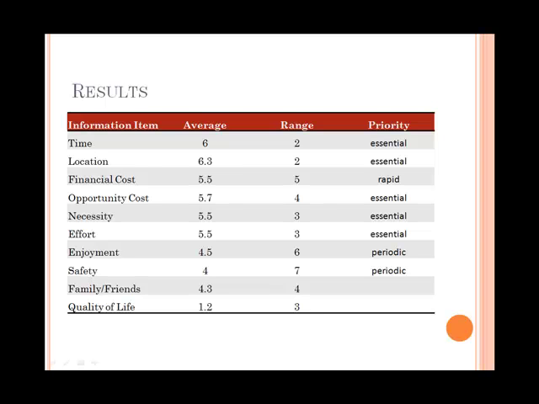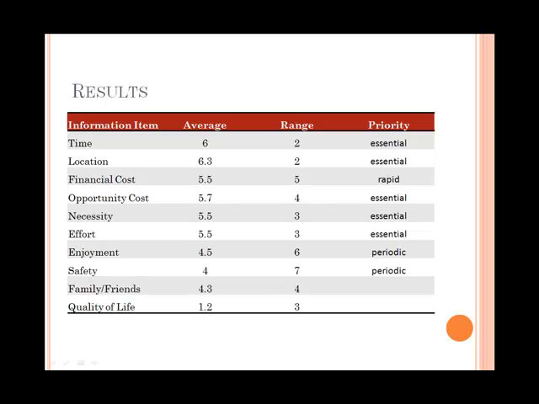Once the different ratings are allocated, the analysis needs to be made in order to form a resource allocation plan. The average and range are then calculated to deduce the priority that should be assigned to each general category. There are 3 different priority levels which indicate how important that category of information is to answering the issues identified. If the category has a high average and a low range, it is categorized as an essential factor, here including time, location, opportunity cost, necessity, and effort.